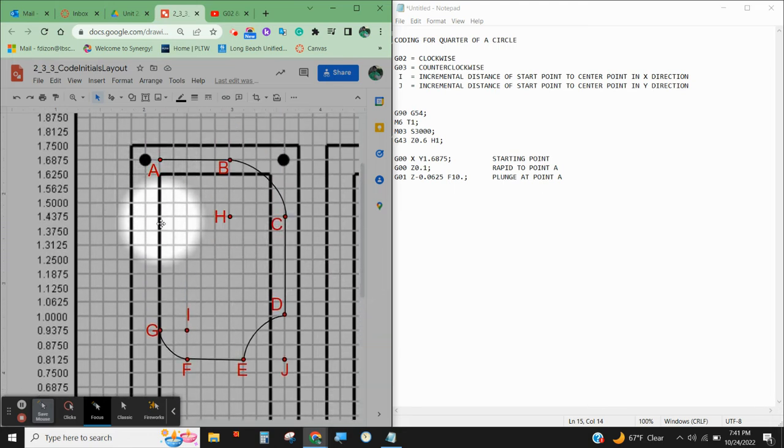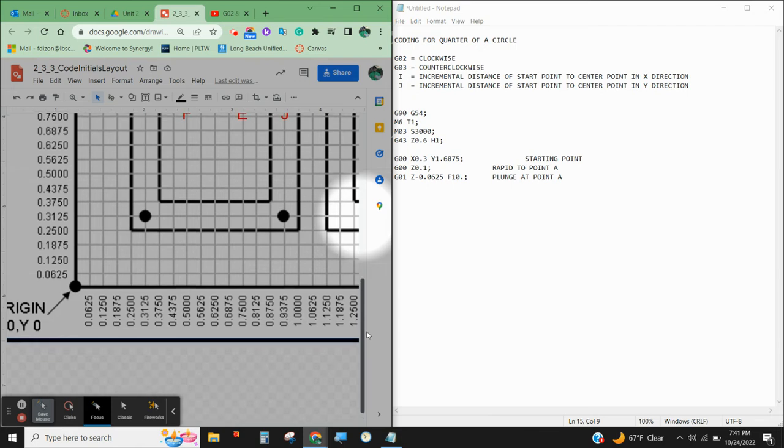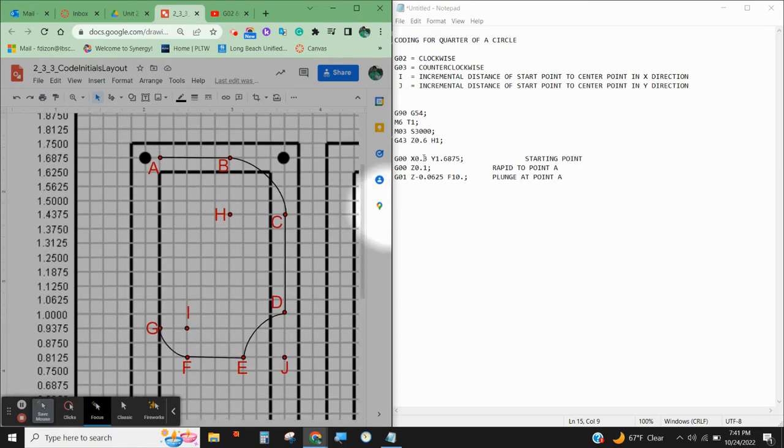I'm just following this black line here. 0.3750. Okay, so that's the starting point A. I also put comments in here so you can follow along where I'm going. We rapid to A, get close to it, and then we plunge at A. So we're cutting now at A at this point. You'll notice I didn't put the end codes, just for the sake of making this faster.